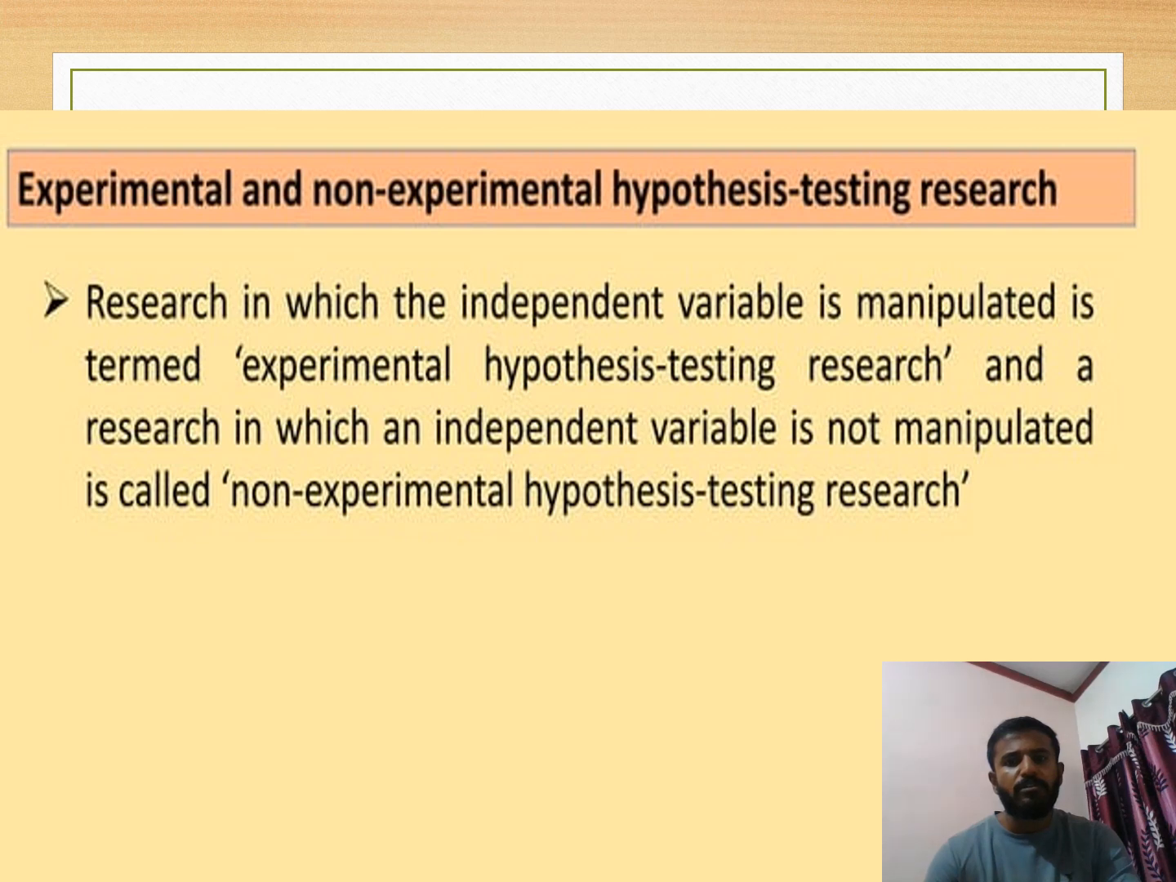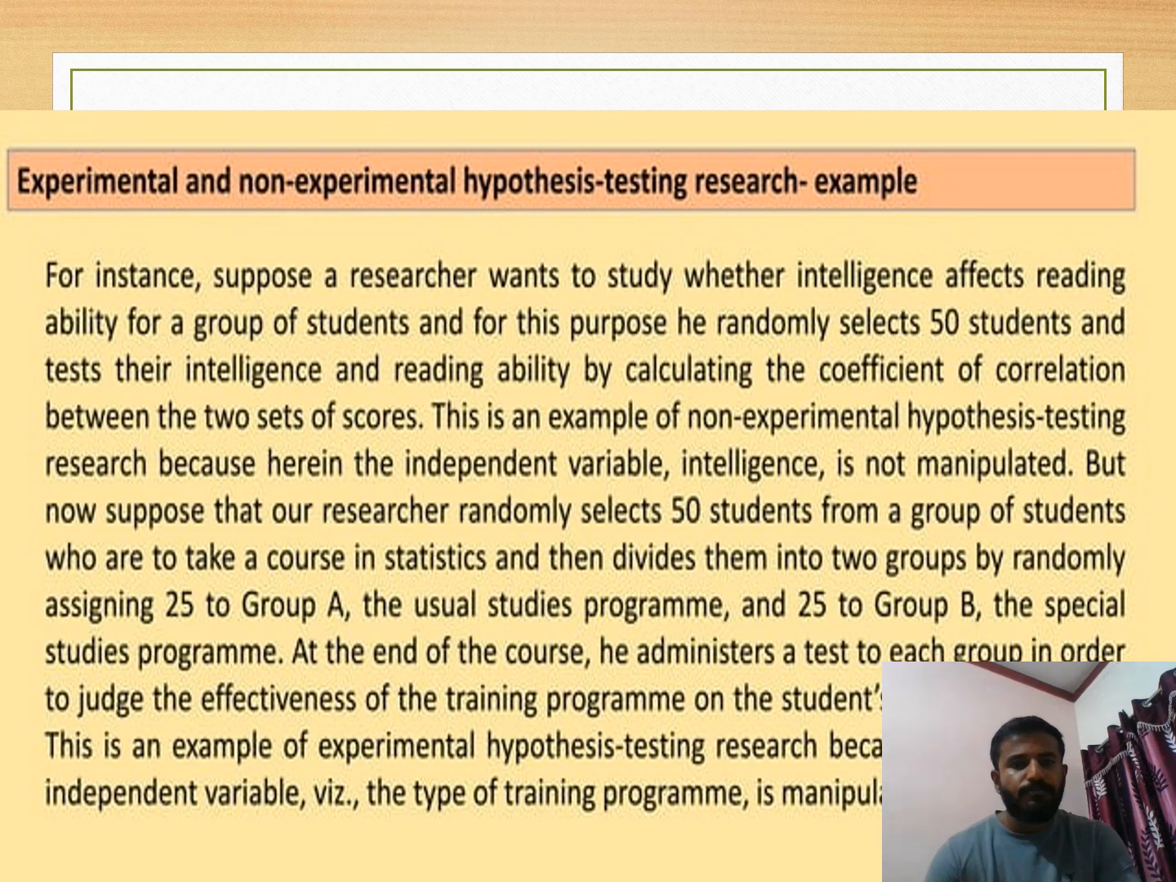Experimental and non-experimental hypothesis testing research. Research in which the independent variable is manipulated is termed experimental hypothesis testing research. Research in which an independent variable is not manipulated is called non-experimental hypothesis testing research. For instance, suppose the researcher wants to study whether intelligence affects reading ability for a group of students. He randomly selects 50 students, tests their intelligence and reading ability, and calculates the coefficient of correlation between the two sets of scores. This is an example of non-experimental hypothesis testing.